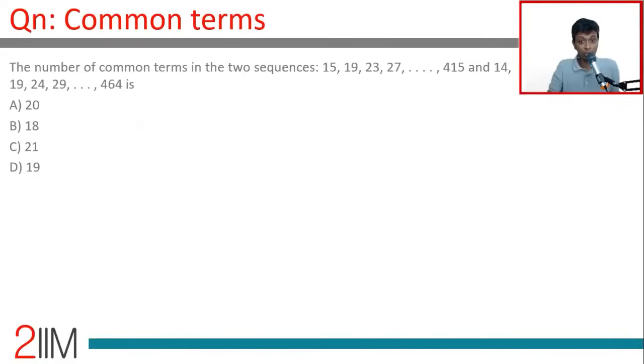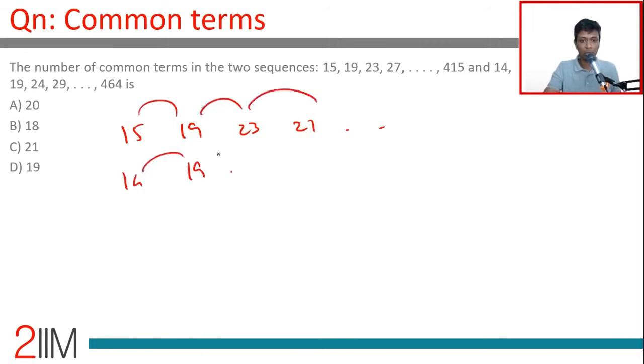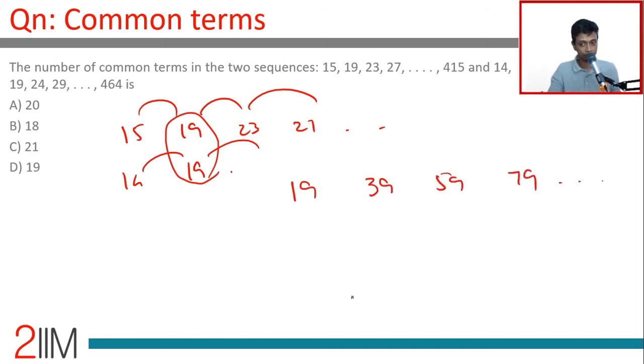The number of common terms in the two sequences 15, 19, 23, 27 and 14, 19. So this is plus 4, plus 5. This is two APs. The first term is 19. The LCM of 4 and 5 is 20. Effectively saying 19, 39, 59, 79 and so on.